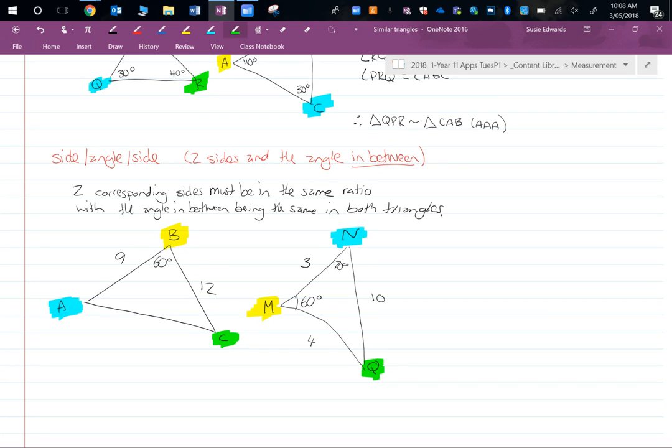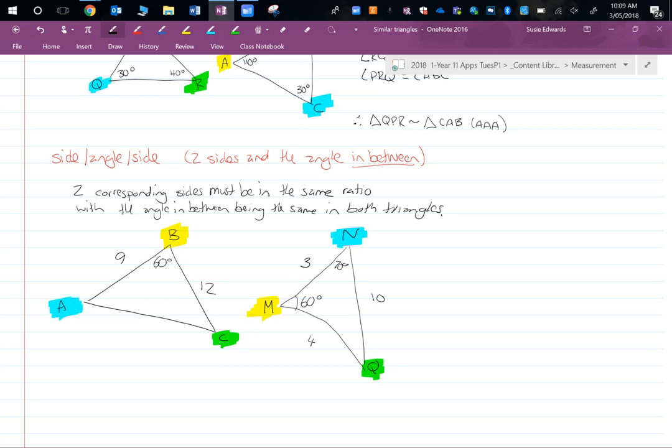No, okay, because you have to know the angle in between the two sides we know. So we have to use angle B and M for this to work. Otherwise, we have to double check every angle and every side. Okay, so it's really important that you know that it has to be side, angle, side. Okay, the angle in between.